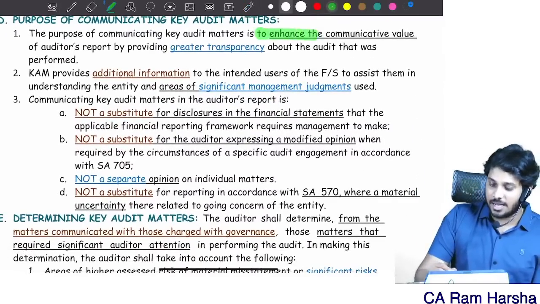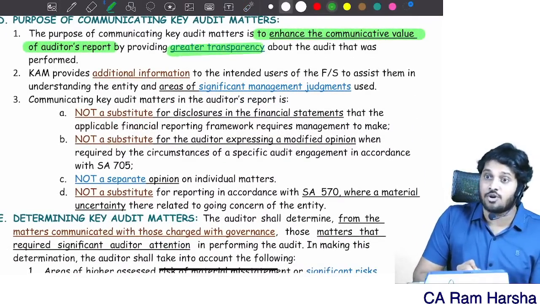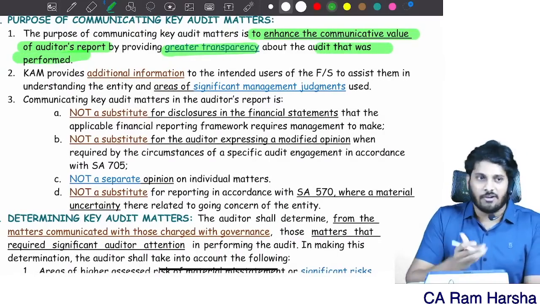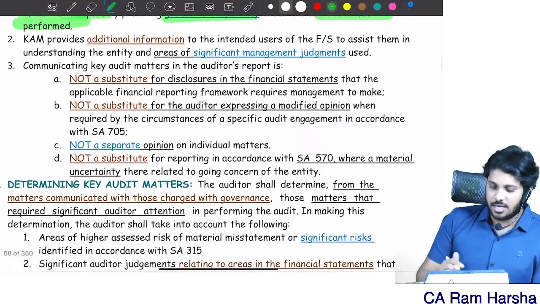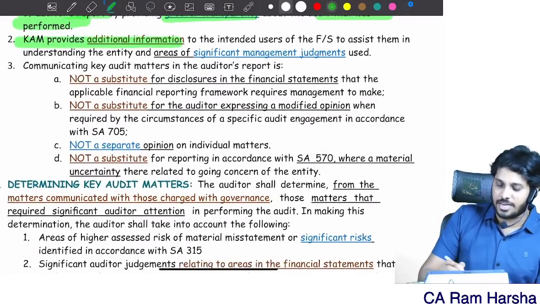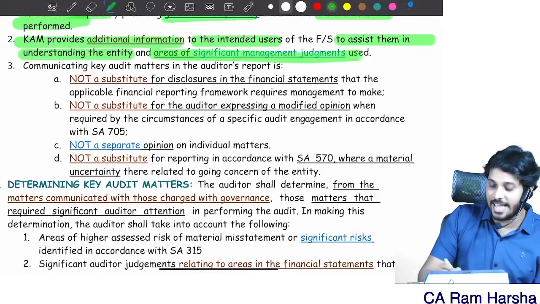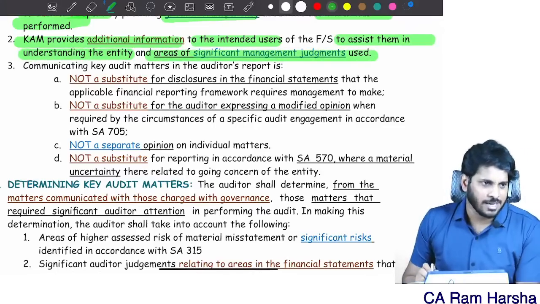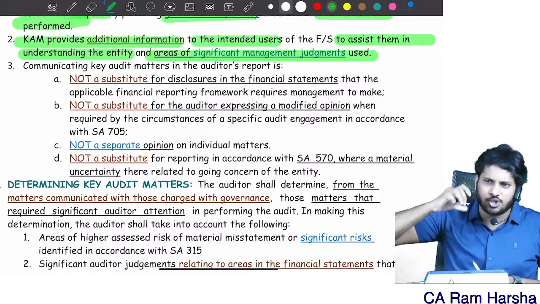To enhance the communicative value of the audit report by providing greater transparency about what audit was performed. How you audit, why you are discussing all that, that's unnecessary for the shareholders. Key audit matters provide additional information to the users to help them in understanding the entity and areas of significant management judgment. Tell me, when I'm communicating key audit matters, can I randomly pick any audit issue and then discuss?